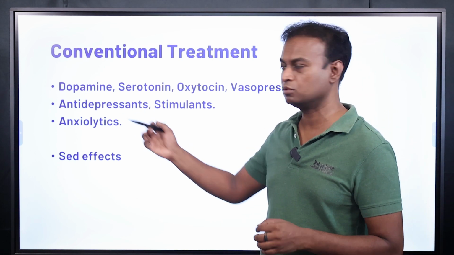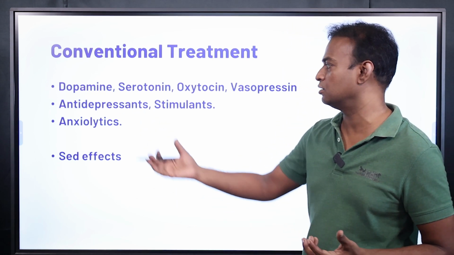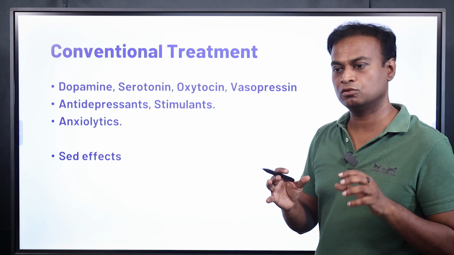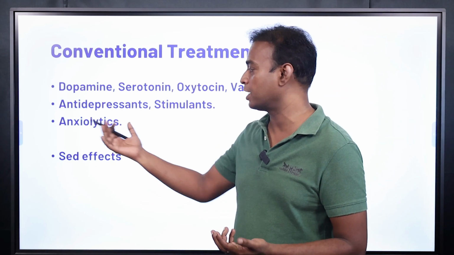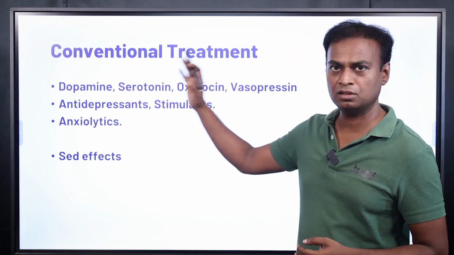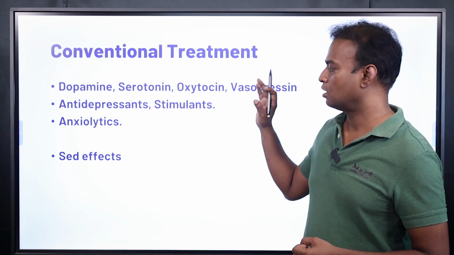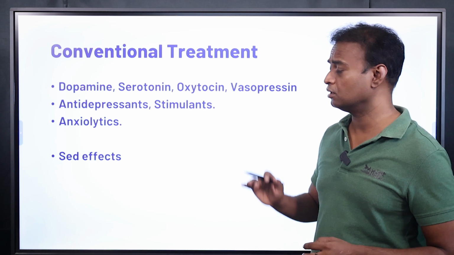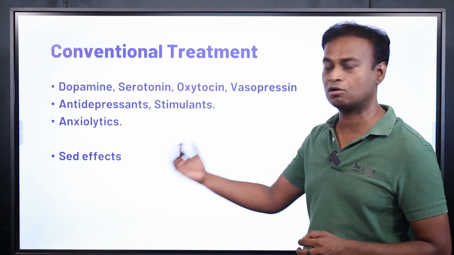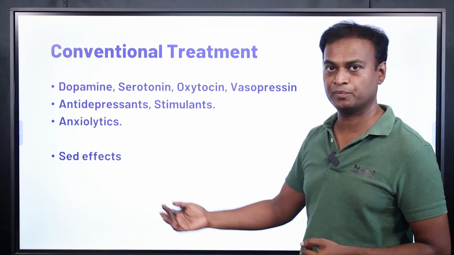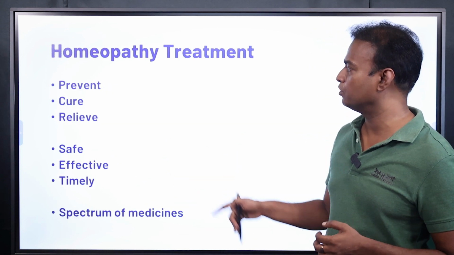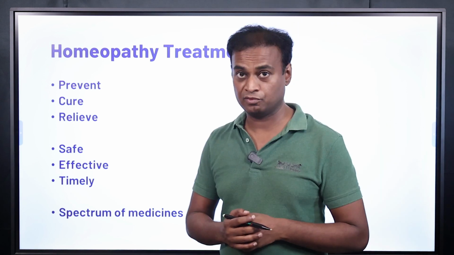Other than that, if the kid looks depressed, they will use antidepressants. If the kid looks dull, they give stimulants. If the kid looks anxious, they will give anxiolytics. So these are all drugs which have high side effects. They do more damage than autism to the kid. That's the reason you have a better option with homeopathy. Now we will look at how homeopathy can help this type of kids.